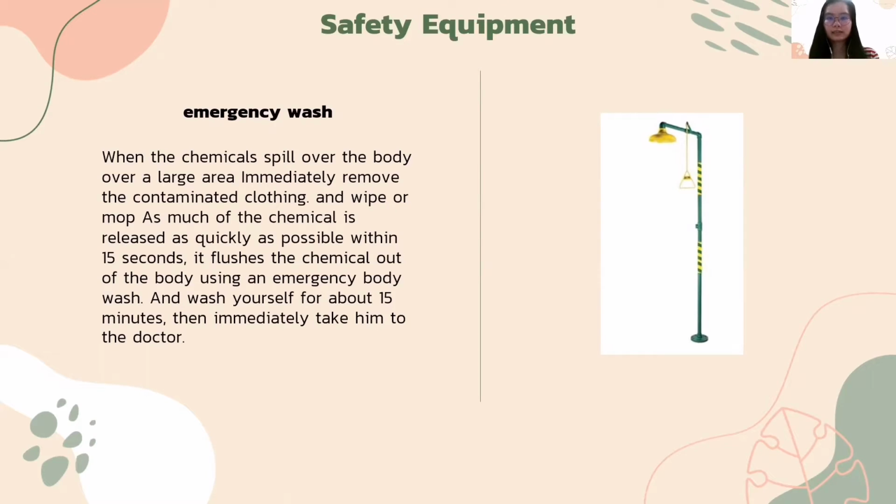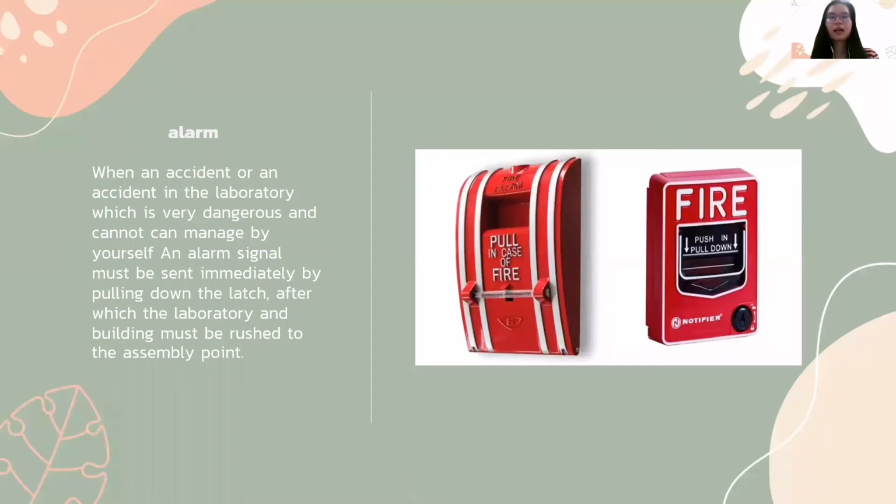And next is the alarm. We use the alarm when there is an accident in the laboratory that is very dangerous and cannot be managed by yourself. An alarm signal must be sent immediately by pulling down the lever, after which the laboratory and building must be evacuated to the assembly point.